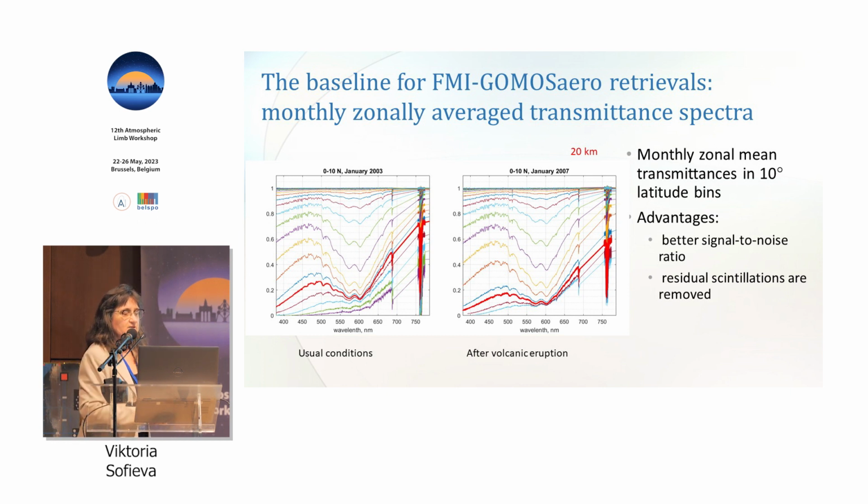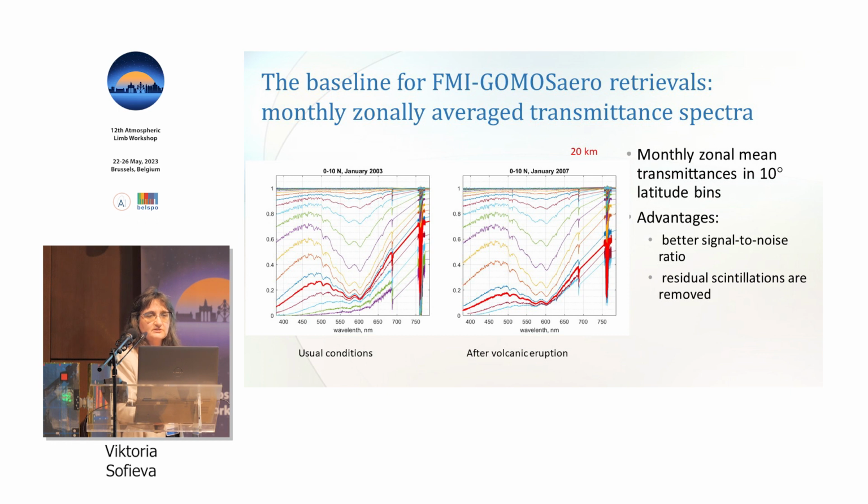In our retrievals, we used a slightly different approach. We use monthly and zonally averaged transmittance spectra as the starting point. The advantage is a significantly better signal-to-noise ratio. These are examples of the average transmittances. Second, residual scintillations, which are a random effect, are simply removed.